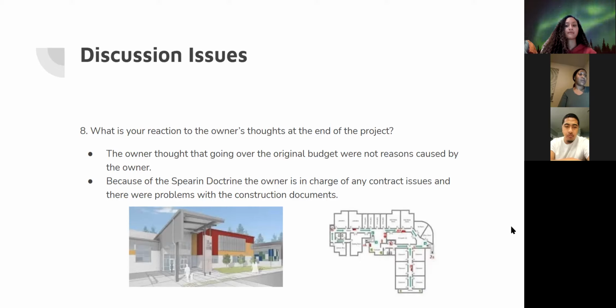What is your reaction to the owner's thoughts on the project? The owner thought that going over the original budget was reasonable, because of the Spearin doctrine. It needed changes and there were problems with the design.